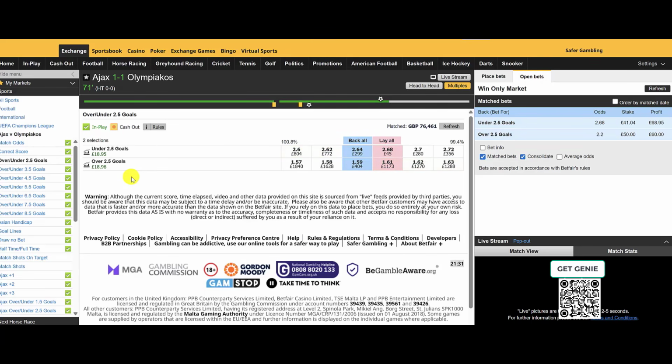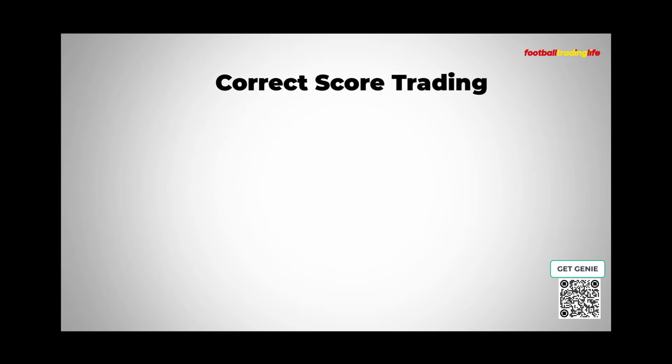So we've ended up with a profit. There are so many different ways you could have played this trade. Honestly, it's worth playing the tape back and seeing what you would have done based on this. But hey, we came out with a profit in the end. Ajax 1, Olympiakos 1.